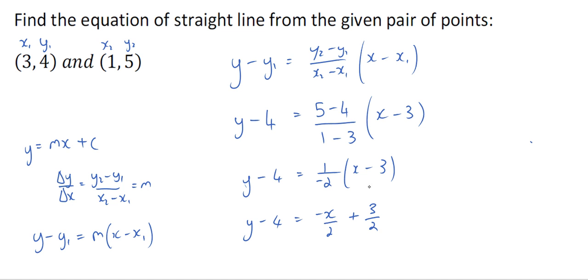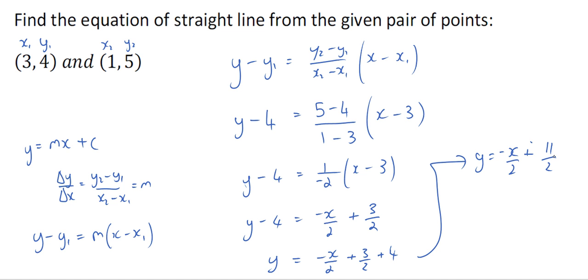Okay, now we need to move the 4 over to this side, so we're going to have y is equal to still the negative x on 2, plus the 3 on 2, and minus 4 on the other side becomes plus 4. Now, at this point, you could get your calculator out and add these two together, or you can use your fraction skills to know that 4 is 8 on 2. So 3 on 2 plus 8 on 2, 8 and 3 is 11 on 2. So that would be the equation in the form of y equals mx plus c.